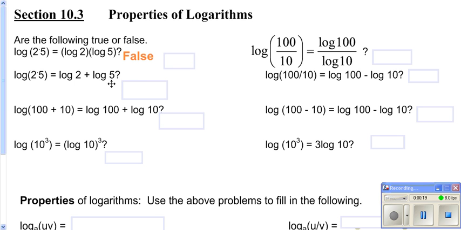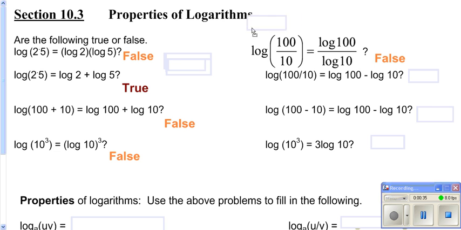The second one down on the left, yes, that is true. The third one down on the left is false. The bottom one down here is also false. On the right-hand side, this one is false, but you realize the second one is true. The third one down is false, but the last one down is true.